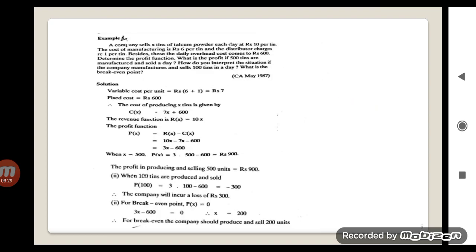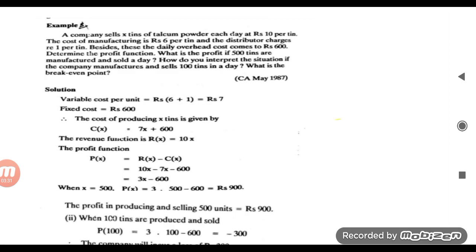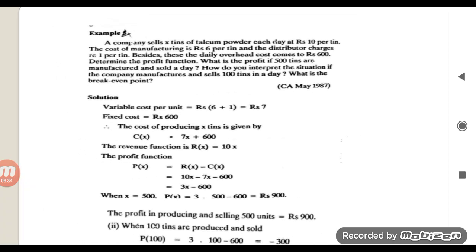My third problem is, the company sells x tins of talcum powder. Each tin is sold at the rate of rupees 10 and the manufacturing cost is rupees 6 and the distributor charges 1. It will be taken as a variable cost. So the variable cost is 6 plus 1 is 7, that is 7x. The overhead expenses is given as 600, that is the fixed cost is 600.